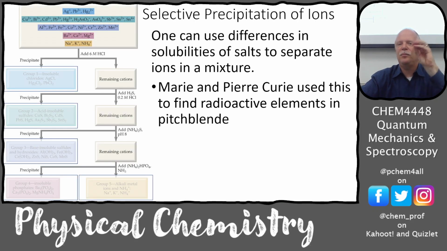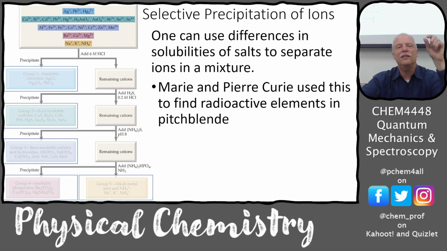This selective precipitation of ions is the way that they did this in the past. Like, this is an ancient scheme. We were at a garage sale and I saw a box of books and they looked old, so I started digging through them and I found an 1898 book of analytical chemistry, quantitative analysis. And in the back was a flow chart, and it was this flow chart, 1898.